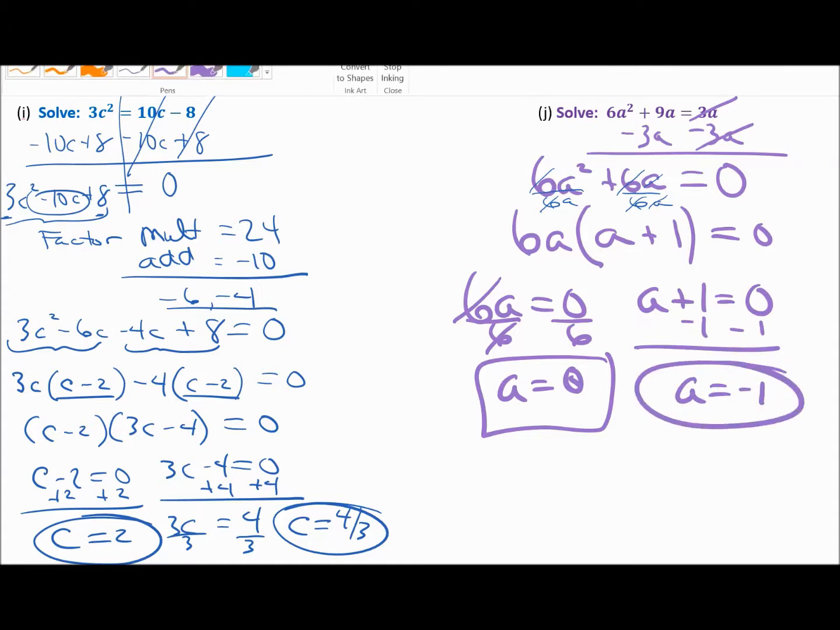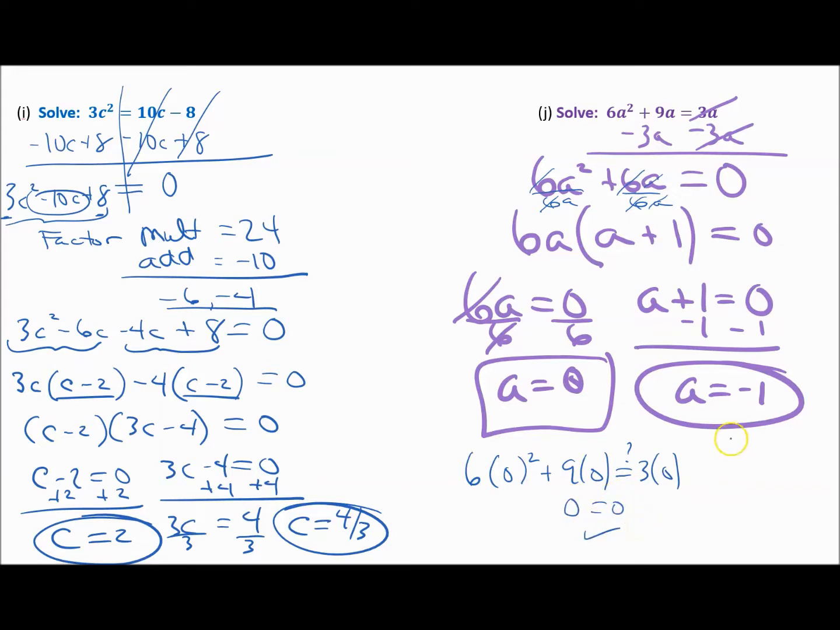Again, you could check these. I've got a little bit of space. Let's check. So I plug in 0 in my original problem. So 6 times 0 squared plus 9 times 0, is that equal to 3 times 0? Well, sure it is. This is 0, this is 0, this is 0. So 0 equals 0. That checks.